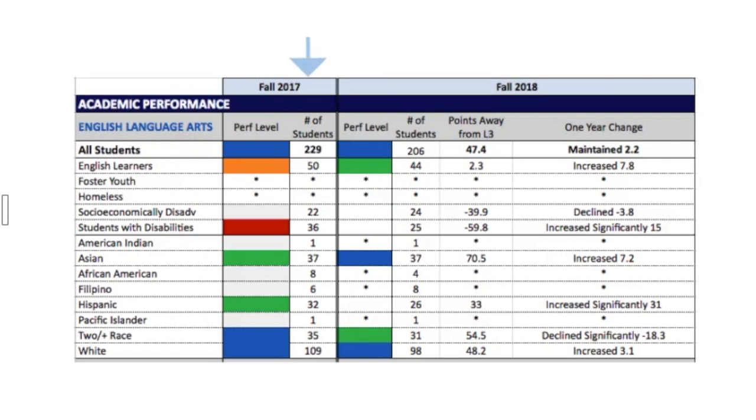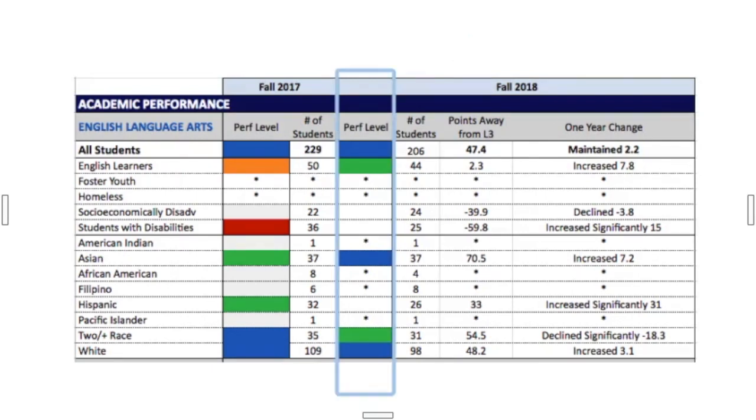The second column shows the number of students tested, which falls into these subgroups. The third column shows our color category for the 2018 test. The fifth column shows how many points away from level 3, which is considered the average score.